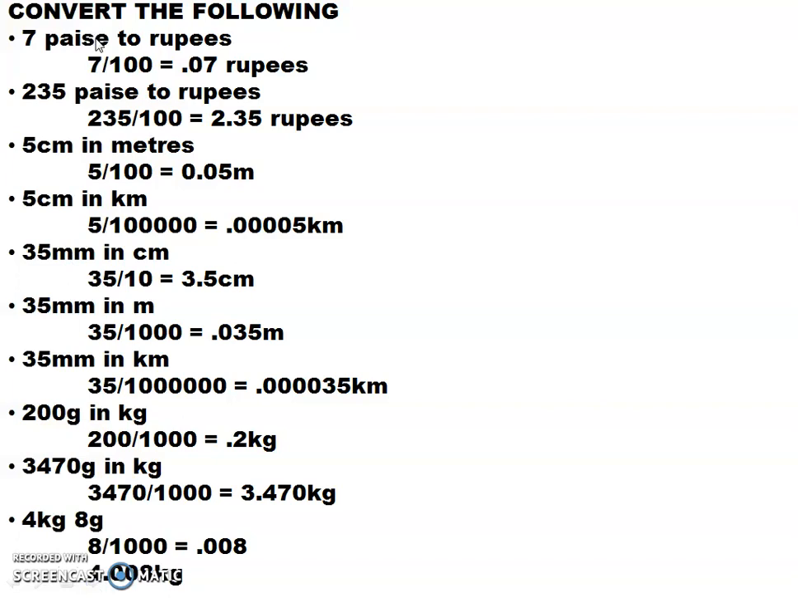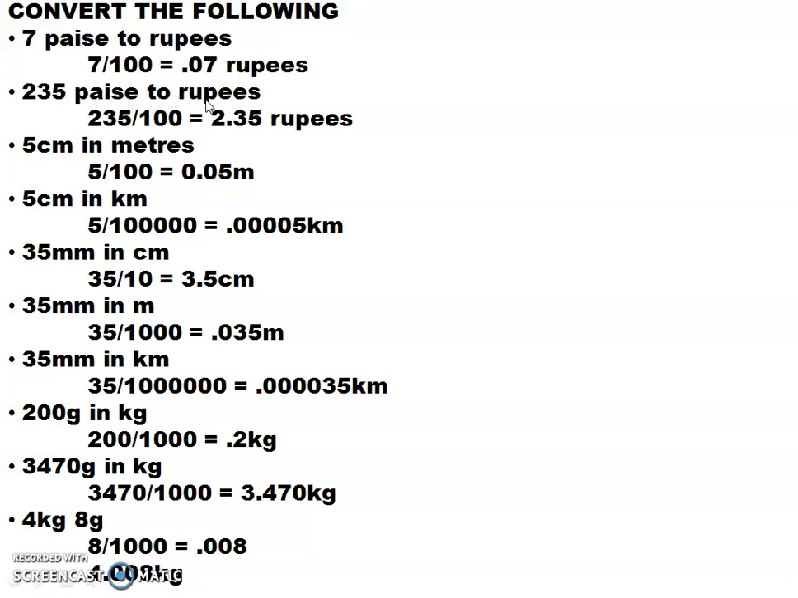7 paise to rupees. So which is the conversion factor? Paise to rupees. 1 rupee equal to 100 paise. So 7 divided by 100 equal to 0.07. Here the number of zeros is 2. So in the decimal place also you need 2 decimal places. Okay.